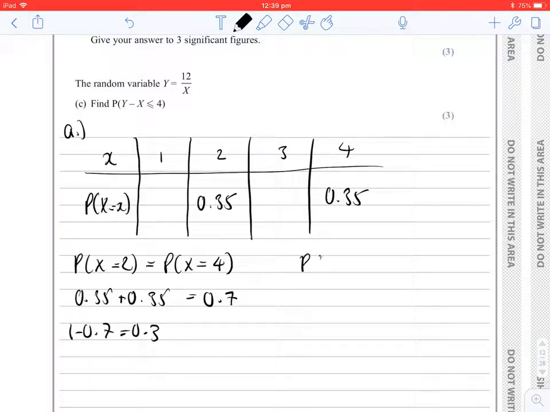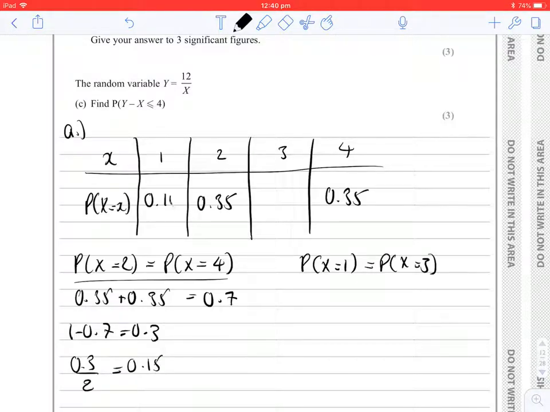And we know that the probability that X equals 1 must be the same as the probability that X equals 3, for exactly the same reason as we've stated previously with 2 and 4. So 0.3 over 2 gives us 0.15 for each of these values. There.